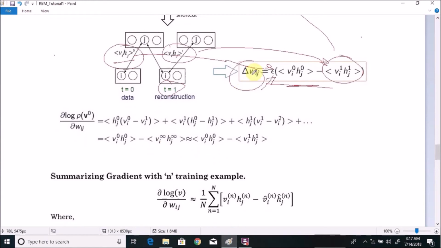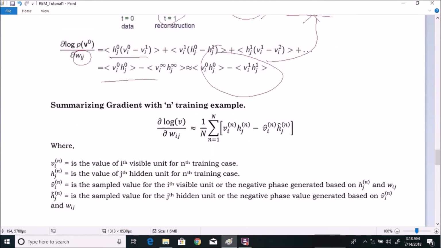Now we can simplify this part like that. The derivative of log p(v0) with respect to weight wij can be simplified like v1 till v infinity, and this will be equal to this. So the same thing is stated here.